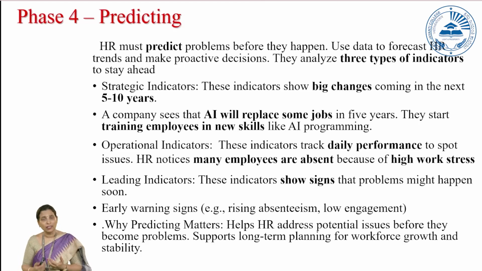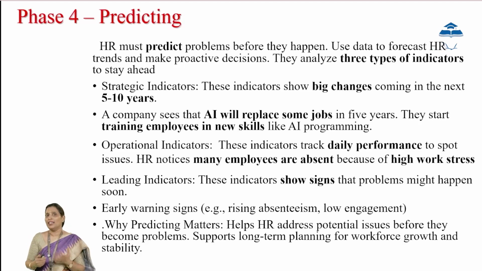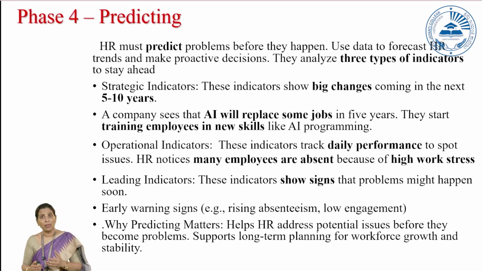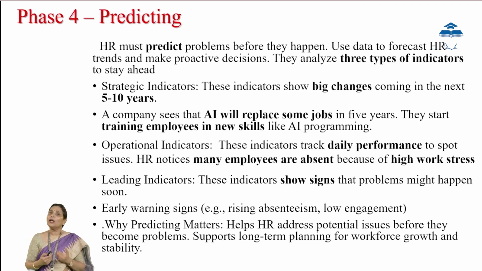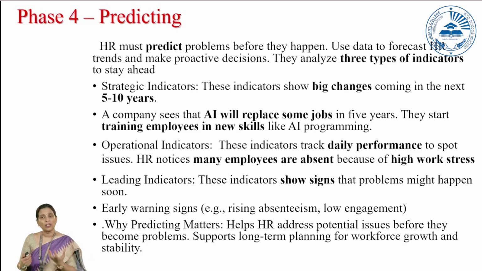The next indicator in this phase is the operational indicator. What do you mean by this? These indicators track daily performance in order to spot daily HR-related issues. For example, if HR notices that many employees are frequently taking leave, maybe because of high work stress, they can take some action to reduce the workload of their employees. So operational indicators spot the issues that happen on a daily basis.